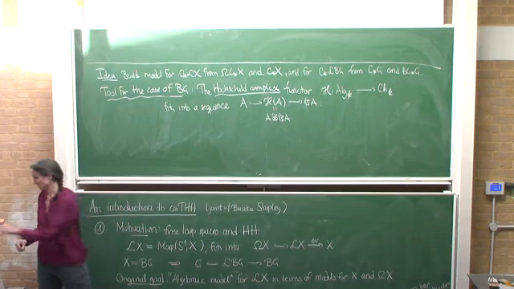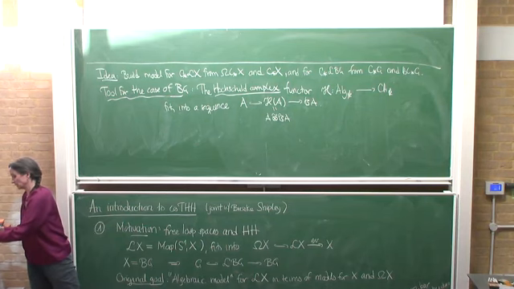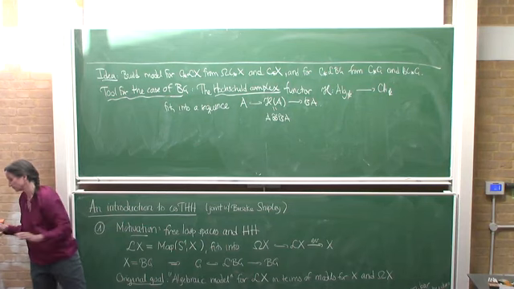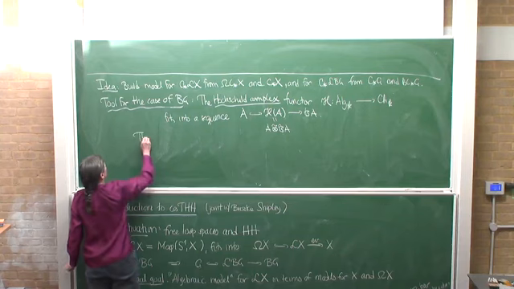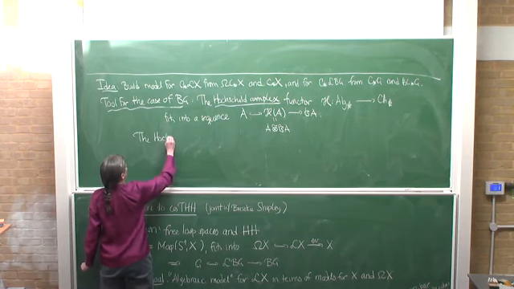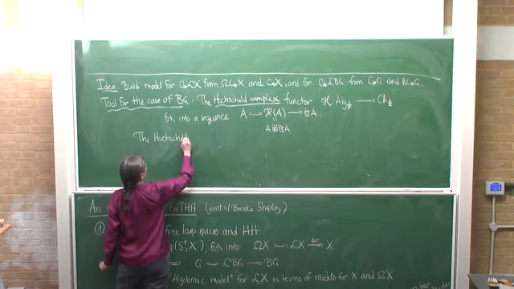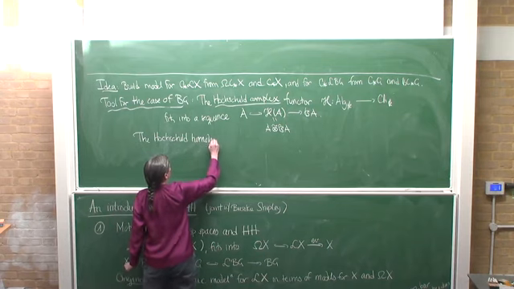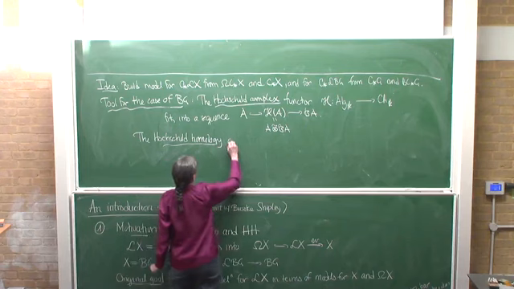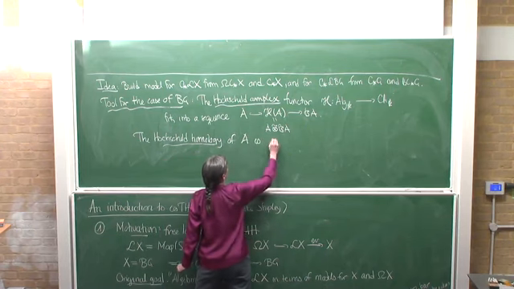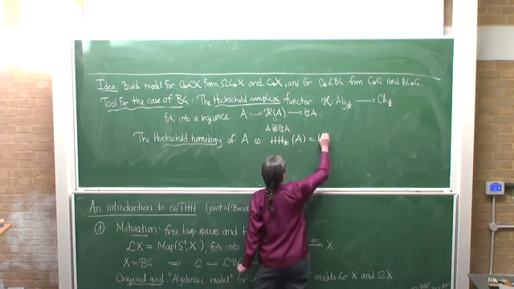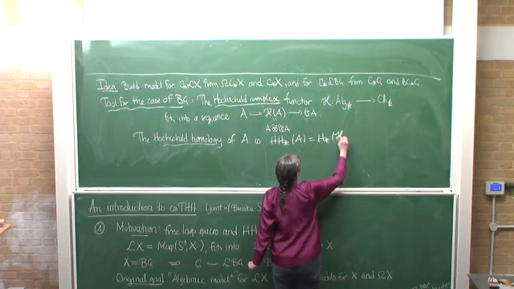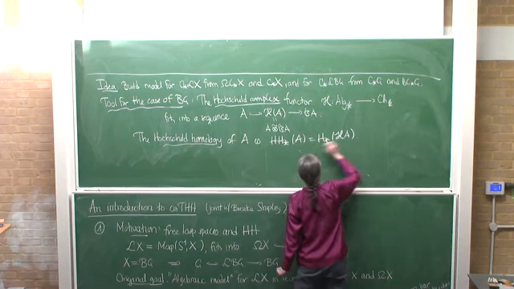Okay, so why is this something that we care about? Let's think about its topological relevance. So, let me just say one more thing. Then the Hochschild homology of A, which will look like this, is just the homology of this complex.